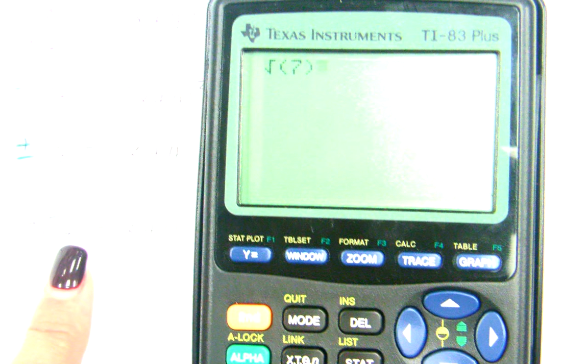Sorry. Square root of 7, I'm typing in. Uh-oh. My computer just froze. No, don't freeze.